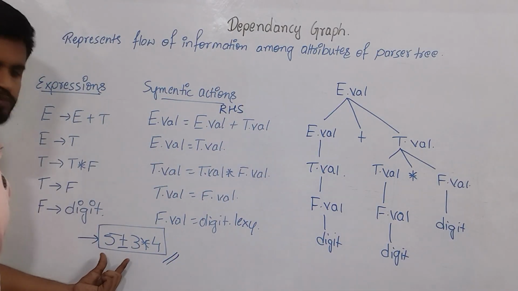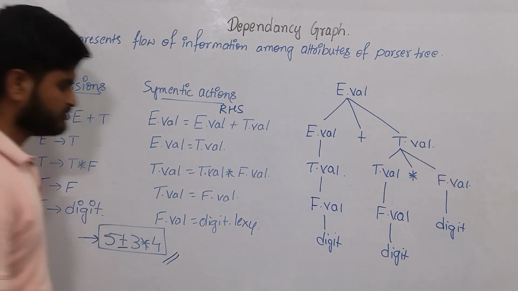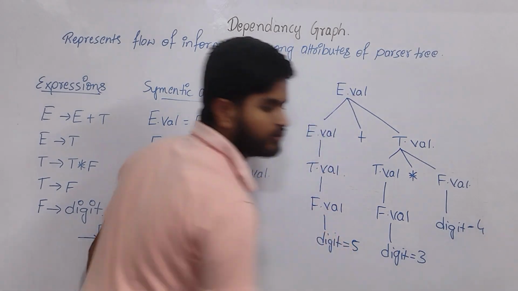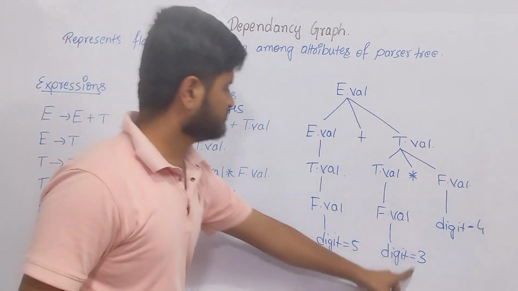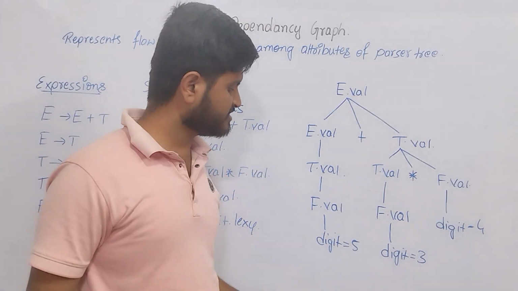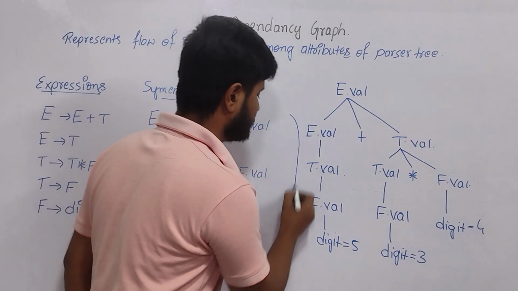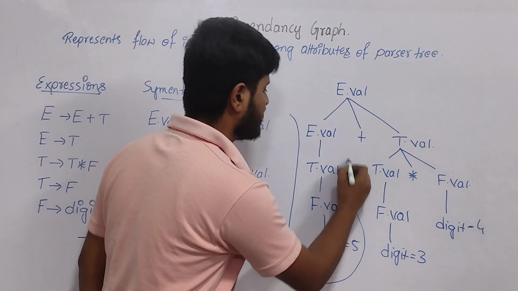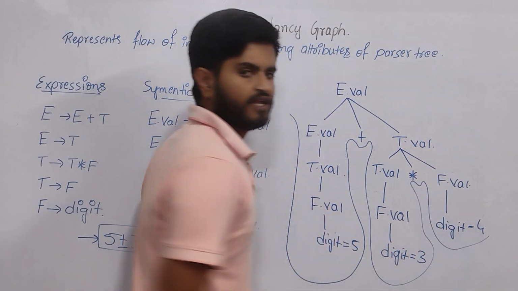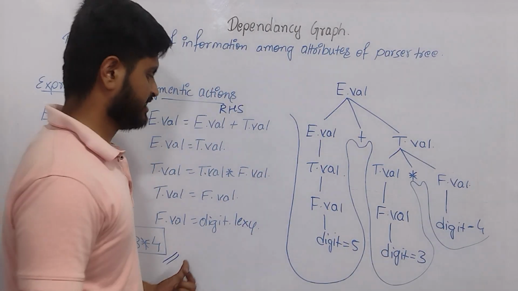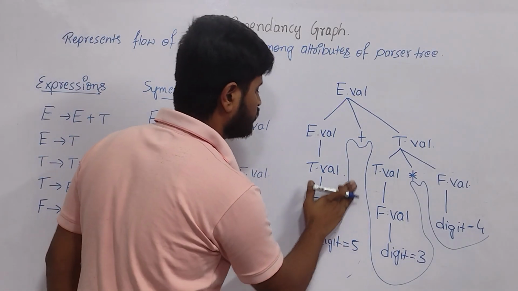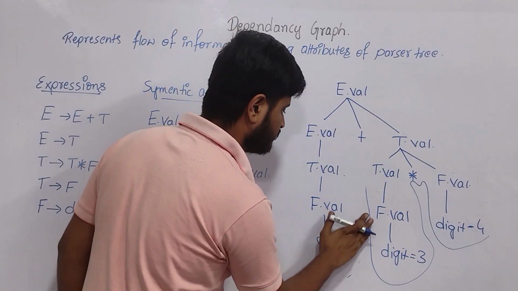Now my output is 5 plus 3 star 4. Assign those values: 5, 3 and 4. See the leaf nodes. Leaf nodes means there is no further child. If you traverse from the left hand side towards the right hand side, you get 5 plus 3 star 4. My output has come. So now you will be finding the total value of your output.